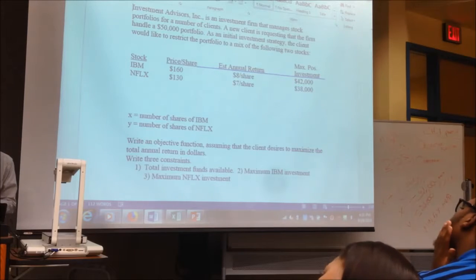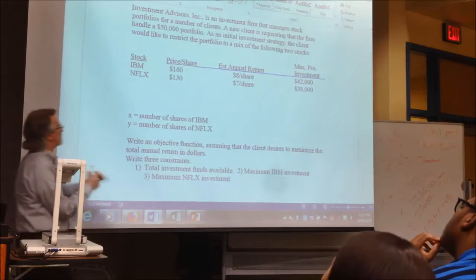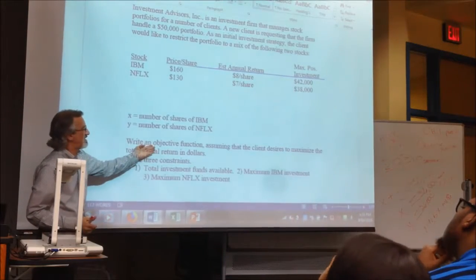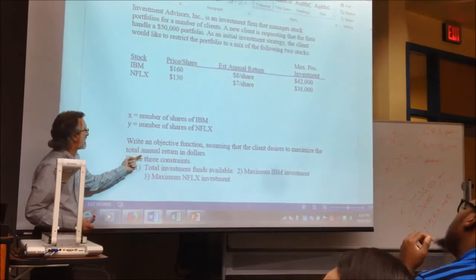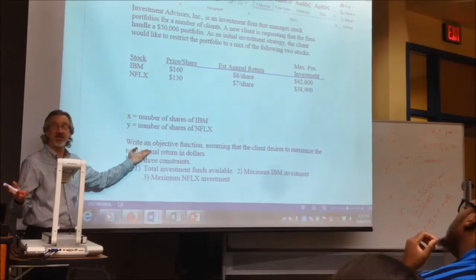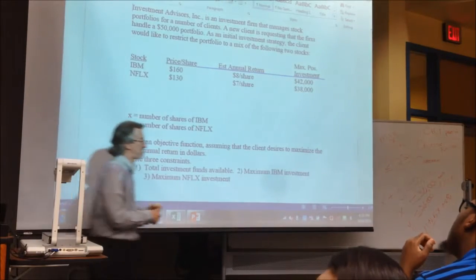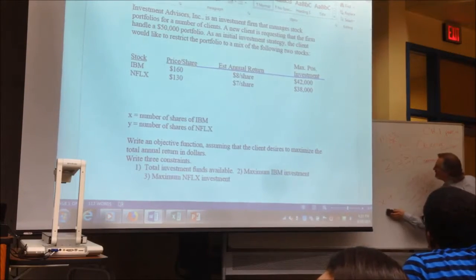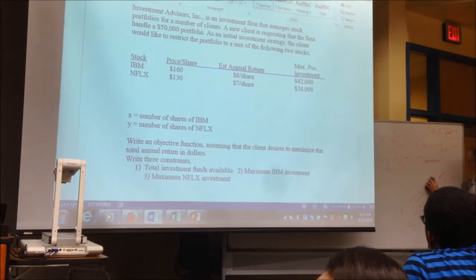All right, here we go. First thing I want to do is figure out what it is we're writing. It says, write an objective function, assuming the client desires maximizing total return on dollars. There it is. There's the objective. Before you even read, let's write it. Is this a max or a min? Max. There you go.